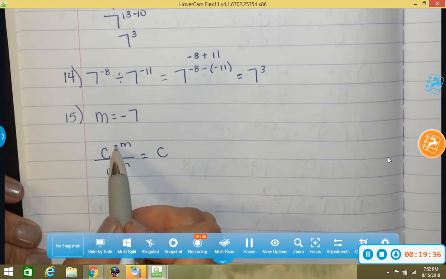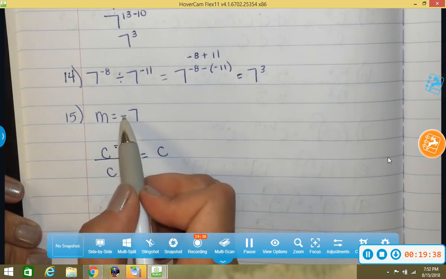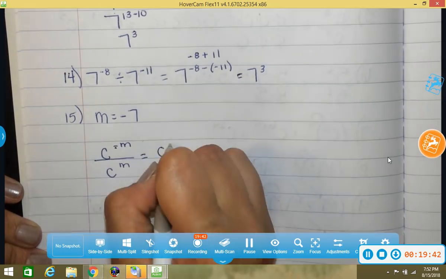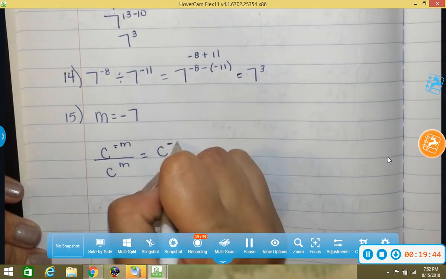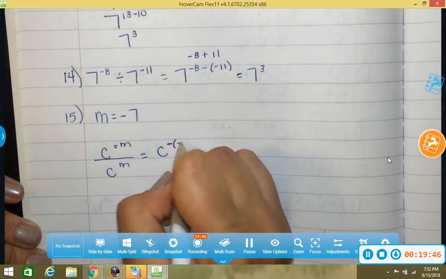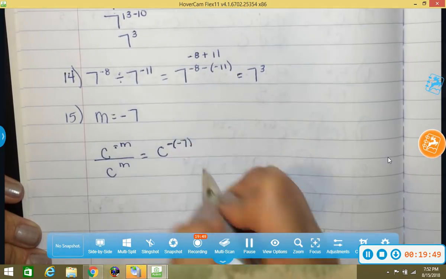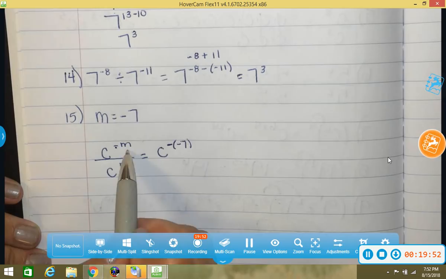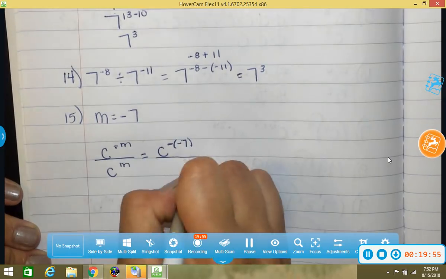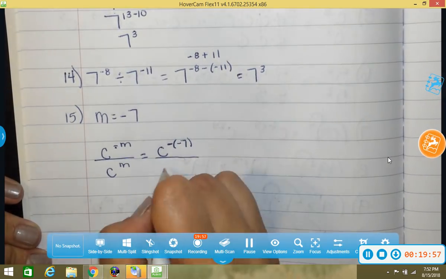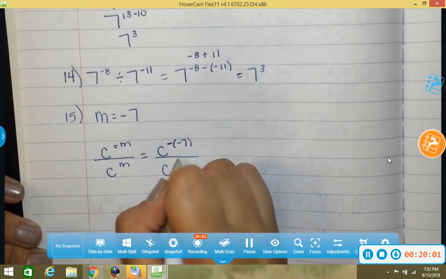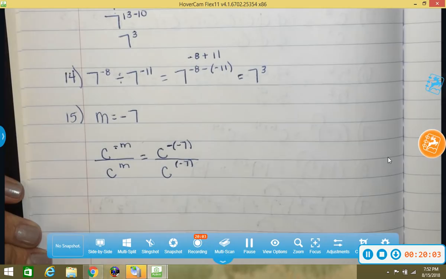Now I can't get rid of this negative because this negative here and this negative are totally different. So we're going to keep that negative, but we're also going to input a negative 7 or substitute a negative 7 where the m once was. And then we're going to do the same thing on the bottom. We're going to have a c, and then instead of an m, we're going to put in a negative 7.